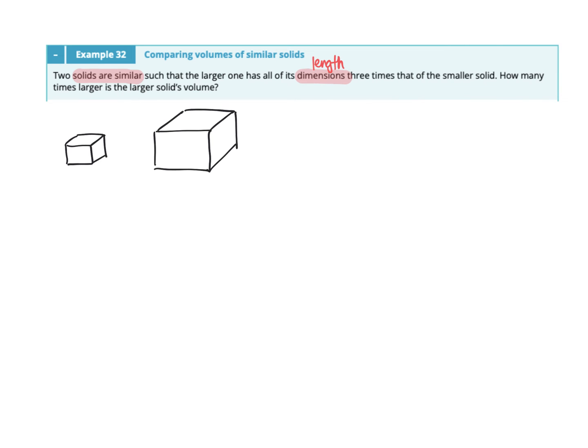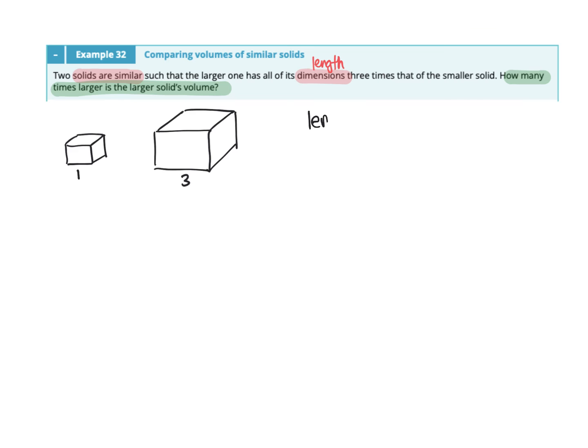So if they say 1 is 3 times, just put 1 on this little one, and then that means 3 is on the next one, okay? So that you've got a bit of a visual and you understand. So it says how many times larger is the solid's volume. So we need to use this length ratio and get to the volume ratio.